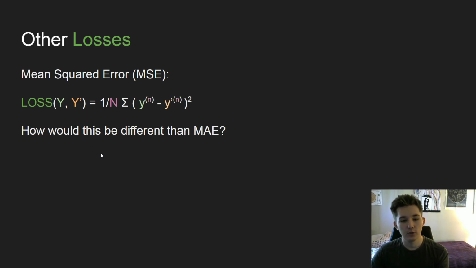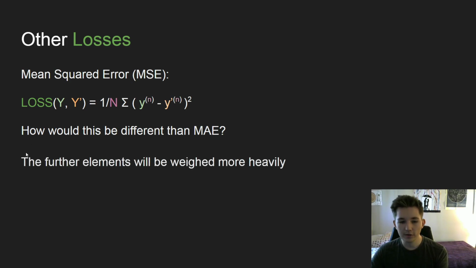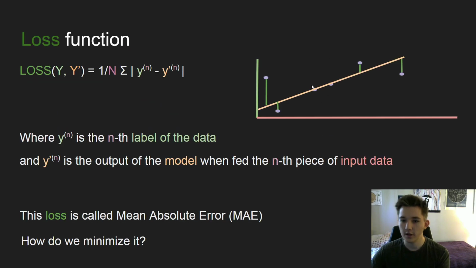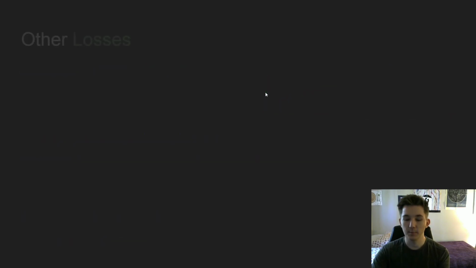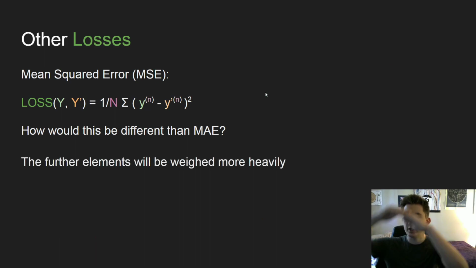Okay, so what we are going to see from the behavior of MSE is that the elements that are further from the actual values, so the places like on our example here where we have a big gap, that gap gets multiplied. So that gap becomes much bigger and we weigh it much more heavily, and the small gaps we minimize, they get smaller.